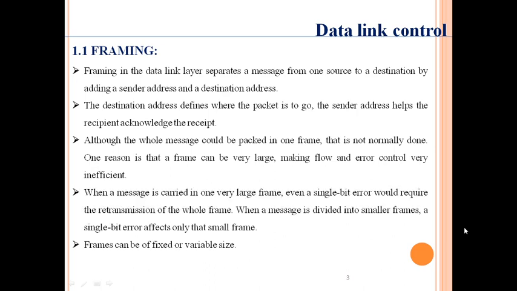Although the whole message could be packed into one frame, this is not normally done, because if there is any error, even a single bit error, the whole frame needs to be resent. So it makes it difficult for flow and error control. Because of that, the whole message is divided into small frames. If a single bit error occurs, only that small frame will be resent. These frames can be fixed size or variable size.